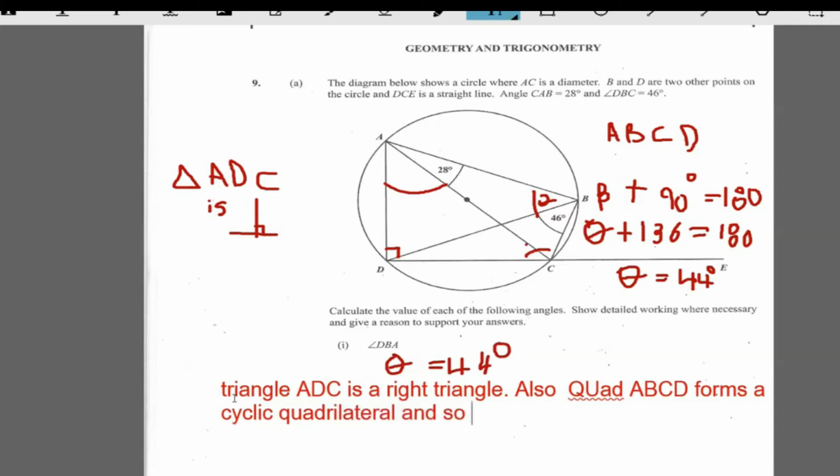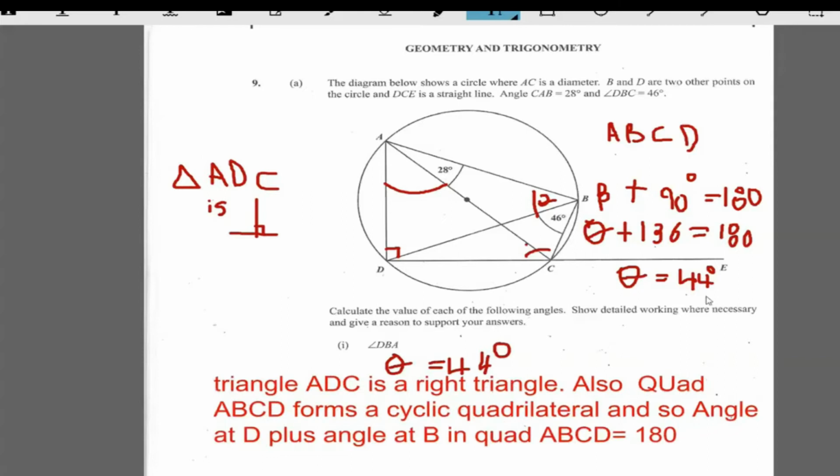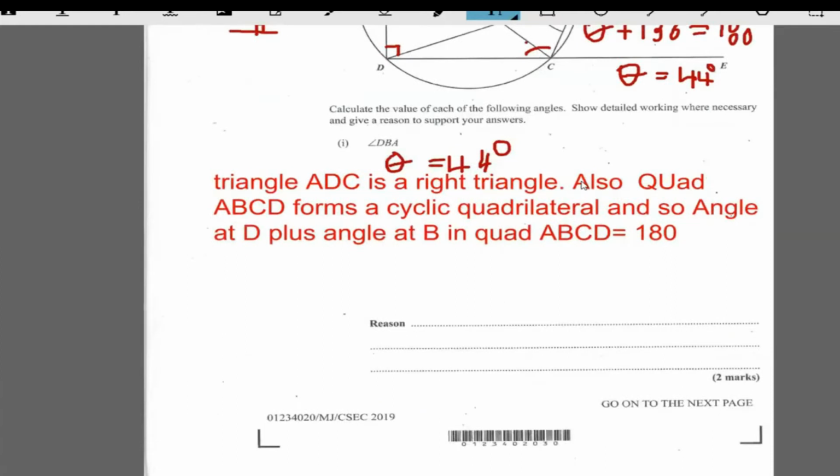Since it forms a cyclic quadrilateral, the angle at D plus the angle at B in the quadrilateral ABCD is equal to 180. So that's the reason that we used to solve for theta. All right, easy question.